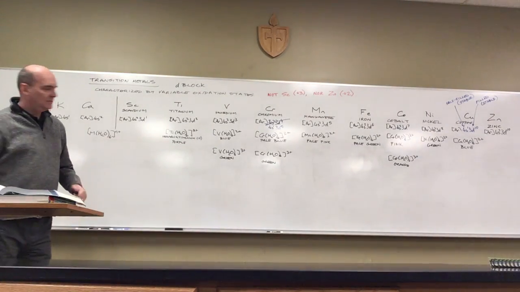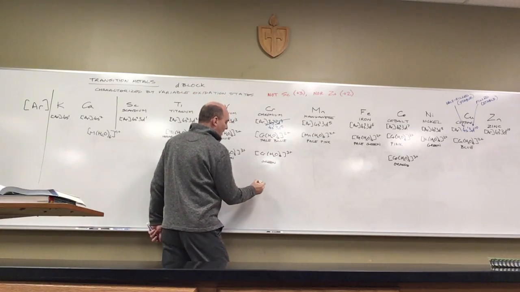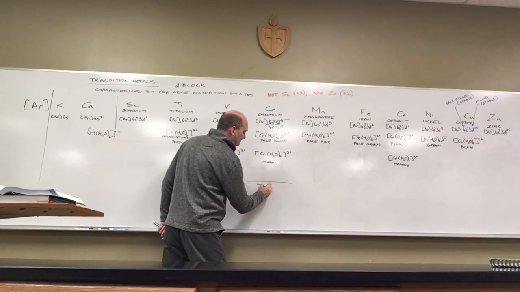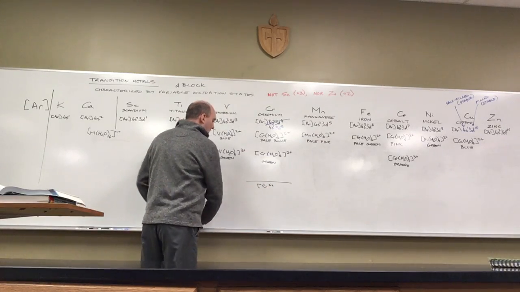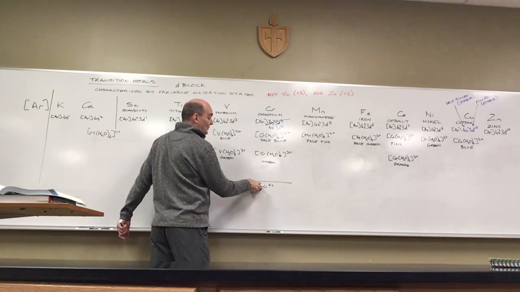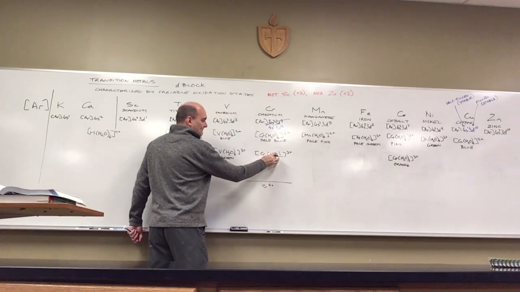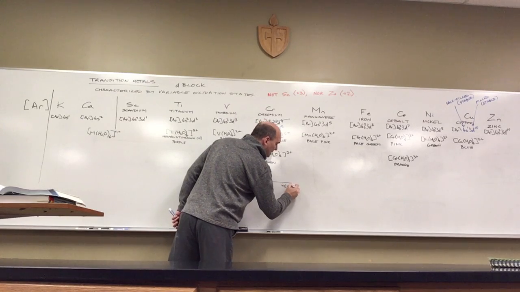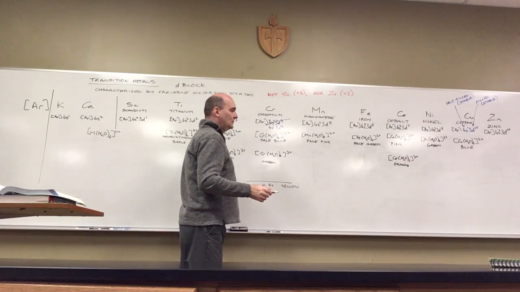Something missing, not in the book. Oh, because it's not the aqua. But if I go out to chromium 6+, I don't know that I'm going to get that in solution. I have to be able to get it in solution, but it wouldn't be as the hexaaqua. This is yellow.